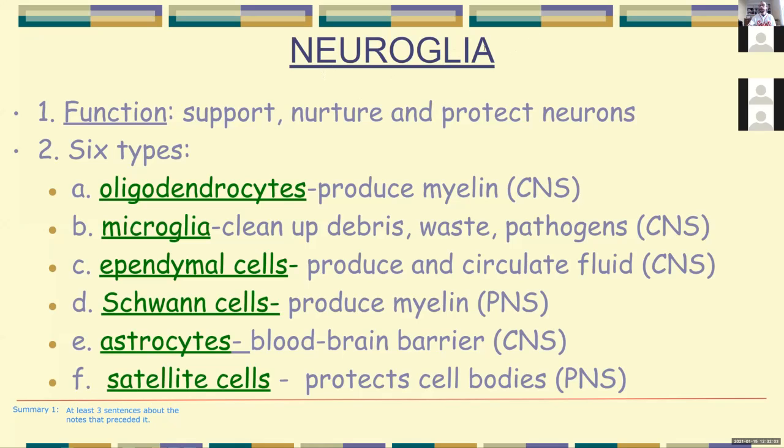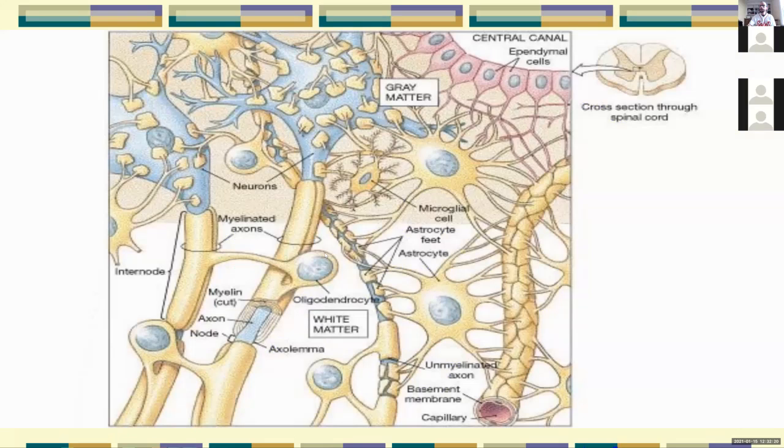Now, before we finish up for the day, and before I give you time to work on that Chapter 8 practice packet, a little under 20 minutes, I just want to show you some of these cells and what they look like. So here's an image from your textbook. Here are the ependymal cells. This would be a cross-section of a spinal cord.